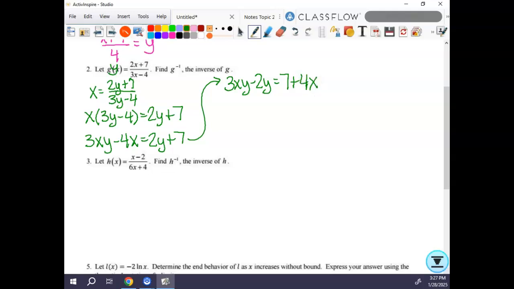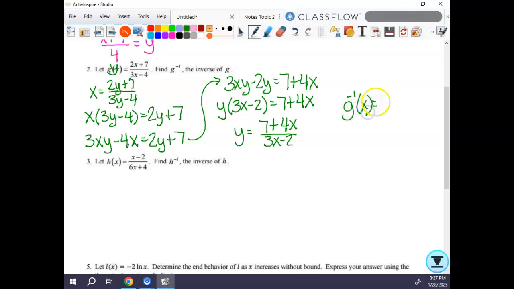Now I cannot combine the two terms on the left because one of them has an x and one of them doesn't, but I can factor out a y. So y times (3x minus 2) equals 7 plus 4x. So y is equal to (7 plus 4x) over (3x minus 2). That means that g inverse of x is equal to (7 plus 4x) over (3x minus 2). I would imagine some of you might have 4x plus 7. Totally fine. Doesn't matter.